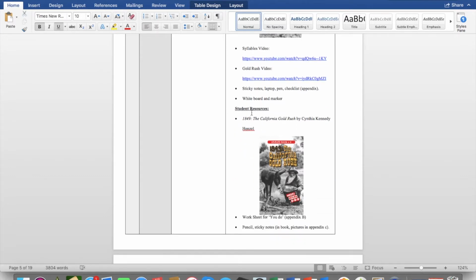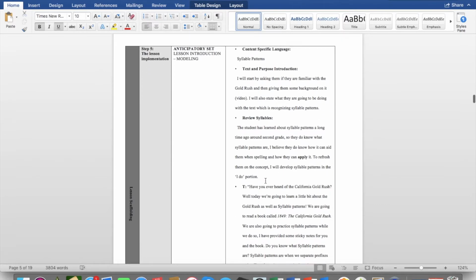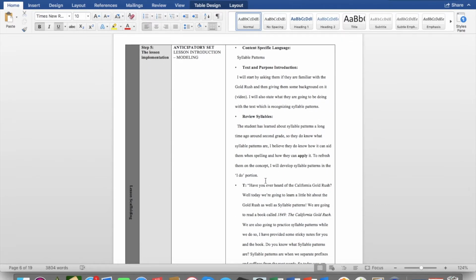And then we get down to the anticipatory set, lesson introduction modeling. So I listed here, you'll list your content-specific language. So content-specific, which mine was syllable patterns, because it's about the content. And then you do the text and purpose introduction. So how you are going to introduce the text or whatever you're reading.